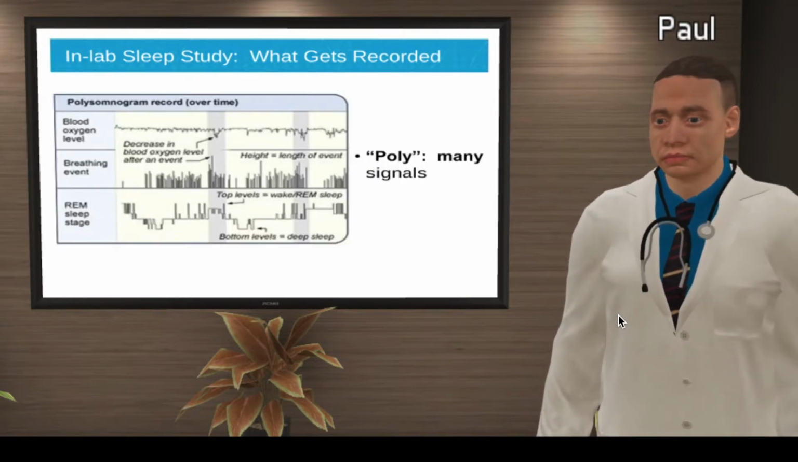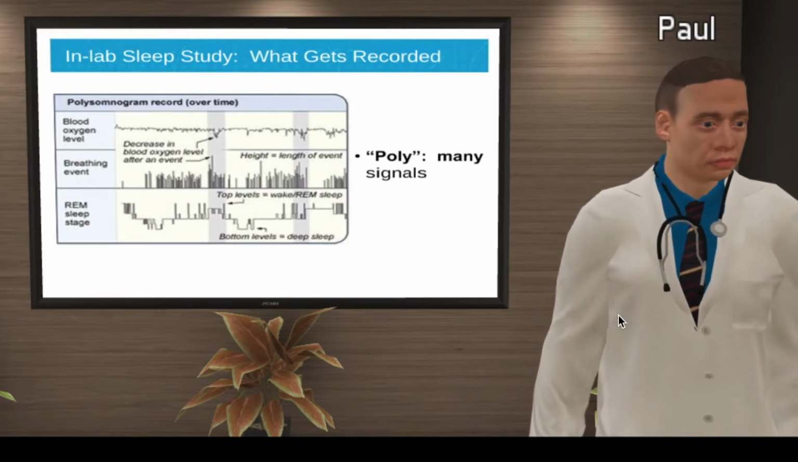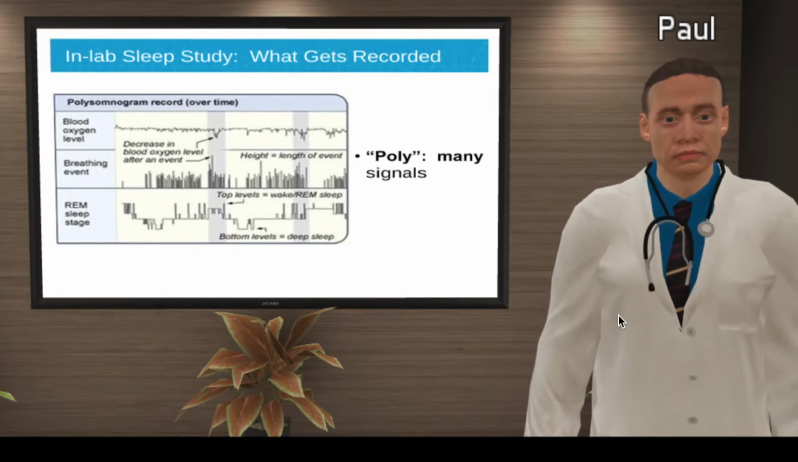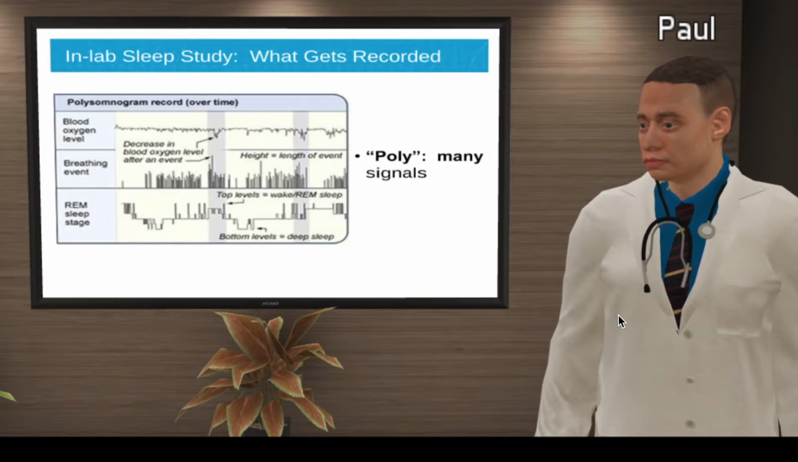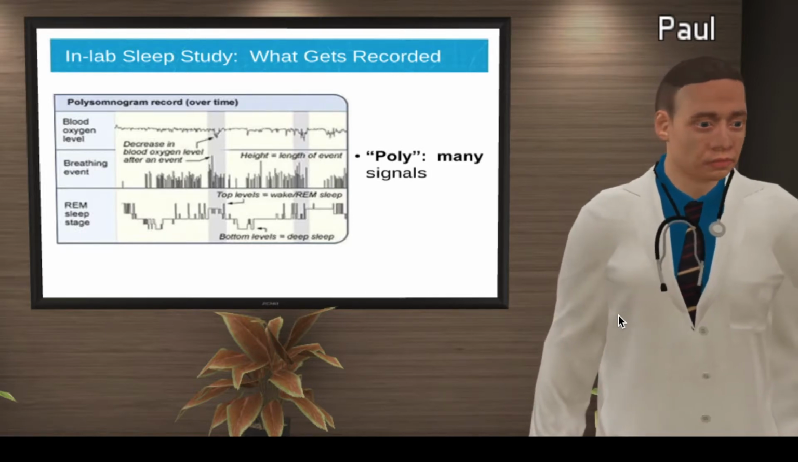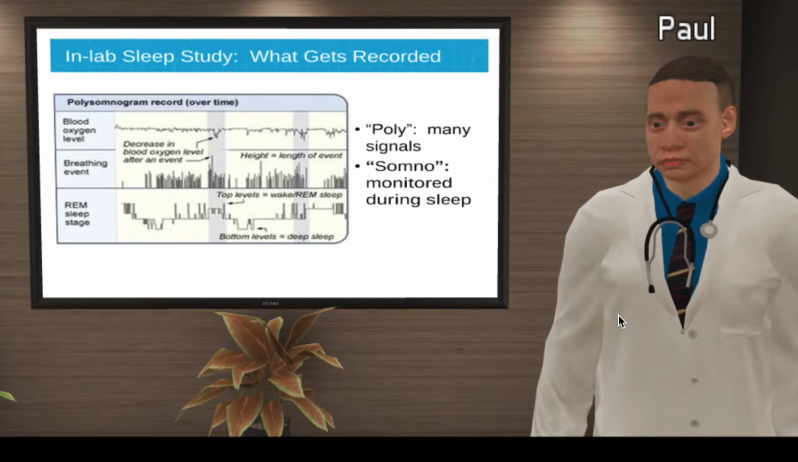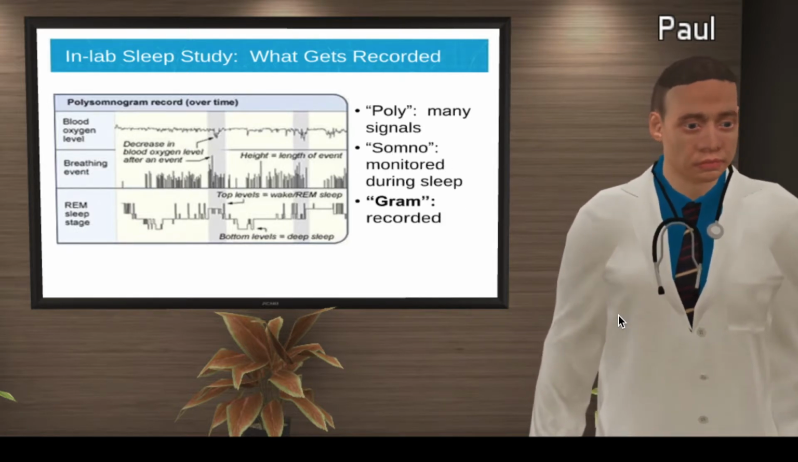Let's break that word down. First, poly means many. There are many signals that are being recorded. We observe the heart rhythm, we observe brain waves, and we measure your breathing over the course of the night. We also look for abnormal movements in your arms or legs during sleep. Somno means sleep. So we're monitoring all these things generally during the night when people sleep.